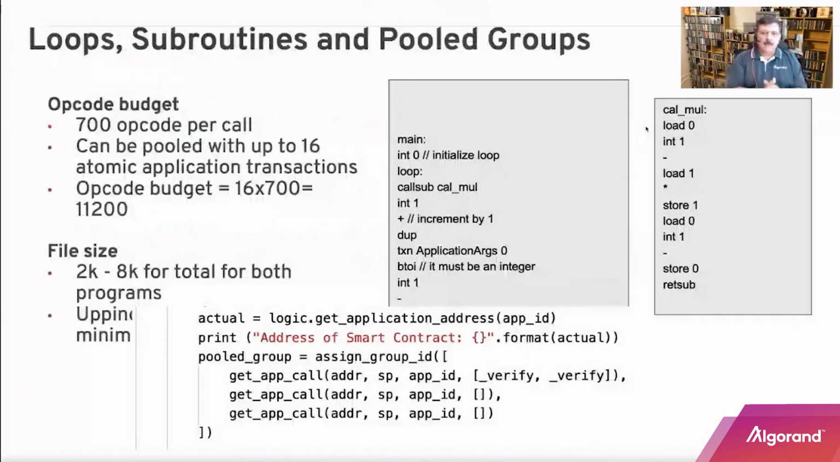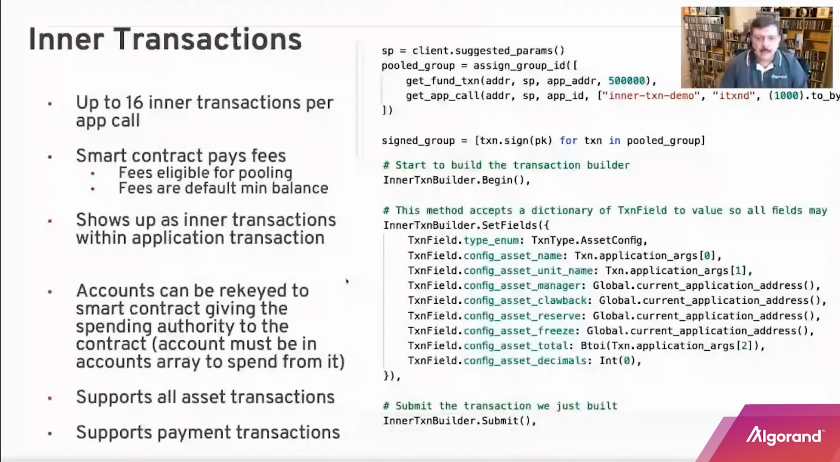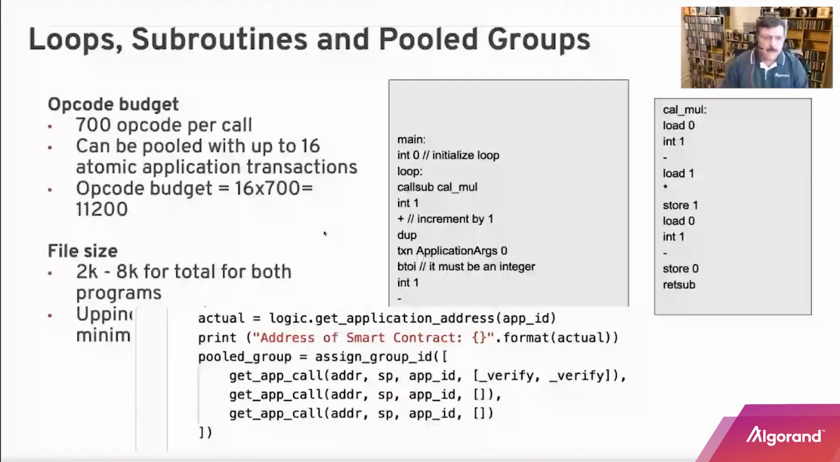Just to give you a little bit more information on those three items, what we see here is you've got an opcode budget of 700 opcodes per call. Now, this can be pooled with up to 16 atomic application transactions. So if you take that 16, multiply it times 700, now your opcode budget is a little bit bigger, right, at 11,200. Also, you can see you've got 2K to 8K for both programs, the approval and clear. And then you also have some code there on the bottom that you can see with creating a pooled group. We'll actually show you this in the code in a minute.